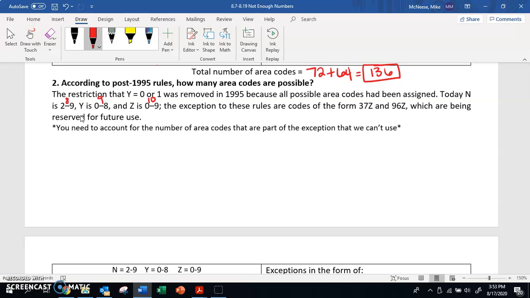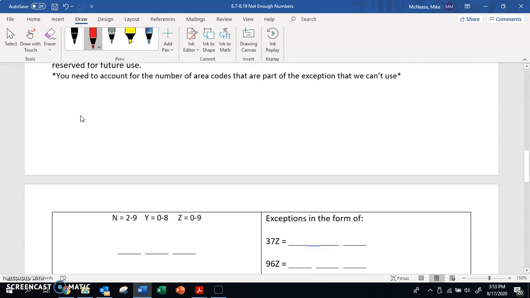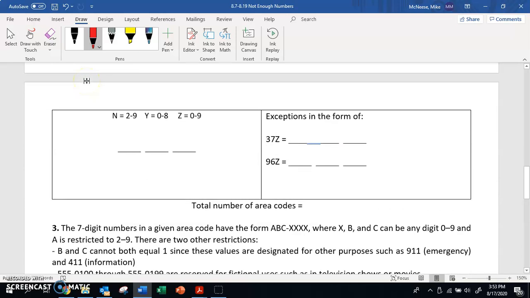The exception to these rules are area codes of the form 37Z and 96Z, which are being reserved for future use. So what we need to do is look at the total possible outcomes minus these two reserved ones, because remember, we can't use those for area codes. So if we scroll down a little bit, we know that N is 2 through 9. That's 8 possible outcomes. So this is N, Y, Z.